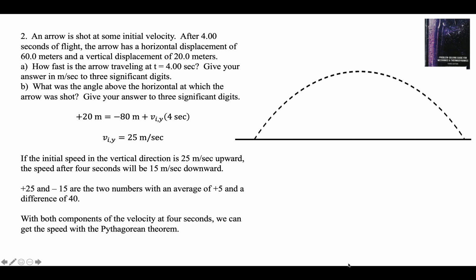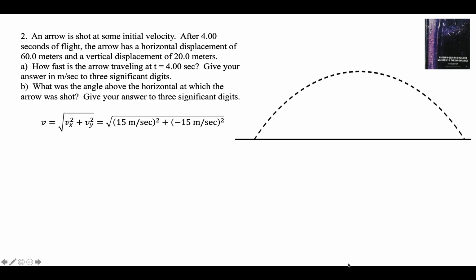We have the components of the velocity at 4 seconds, so we can get the speed. v is the square root of v sub x squared plus v sub y squared. v sub x is plus 15, v sub y is minus 15. There they are at 4 seconds, and we can calculate the speed, which is 21.2 meters per second.